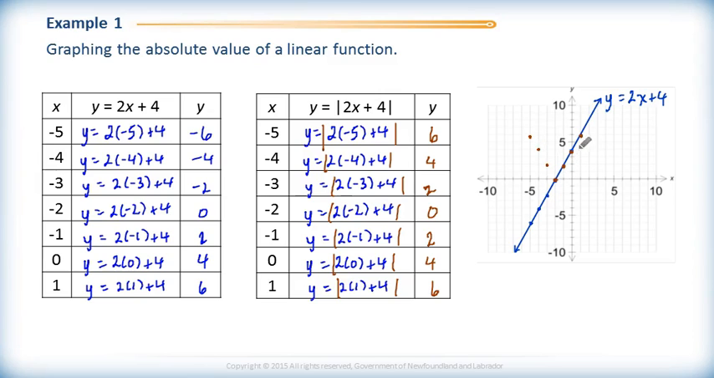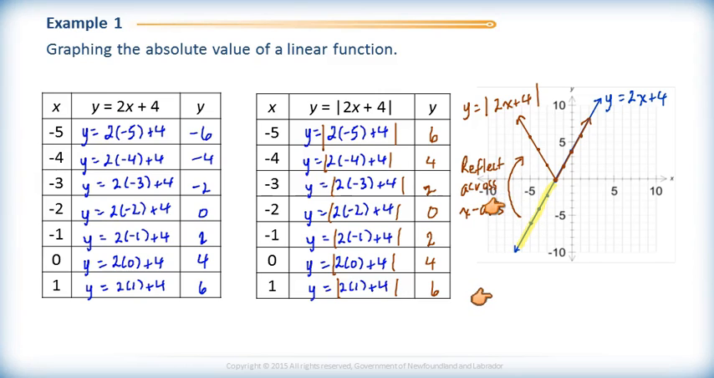So plotting those points gives me this nice V-shaped graph. Anything that was already positive stays as positive. Anything that was 0 stays as 0. Anything that was negative, though, now becomes positive. So y equals absolute value of 2x plus 4 is a nice V-shaped graph. Part of it overlaps the positive portion of the original graph. The negative portion reflects. So we reflect that across the x-axis, like so. The yellow portion gets reflected.